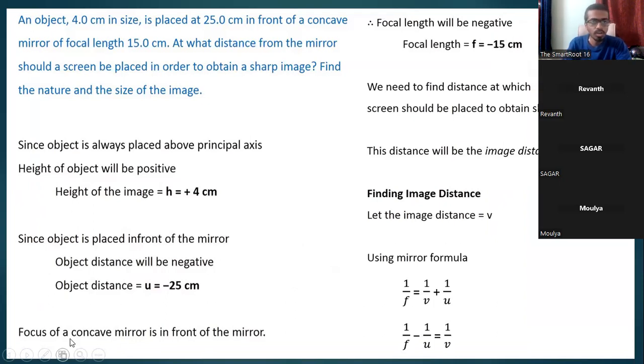Okay, so take a look at this. An object 4 centimeter in size is placed at 25 centimeter in front of a concave mirror of focal length 15 centimeter. At what distance from the mirror should a screen be placed in order to obtain a sharp image? So what kind of image are we looking for? We are looking to obtain a sharp image. Find the nature and the size of the image. So what is our agenda here? What is our goal here? To find the nature and the size of the image.